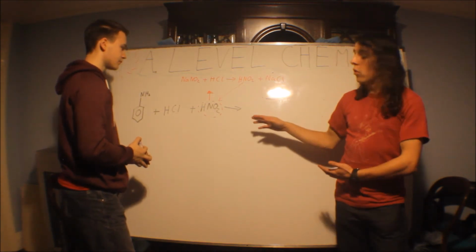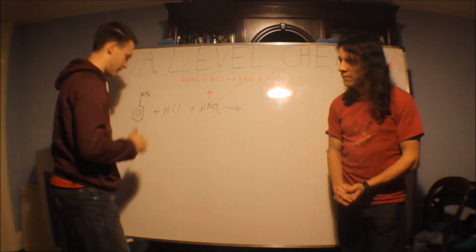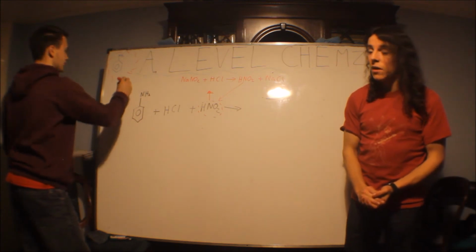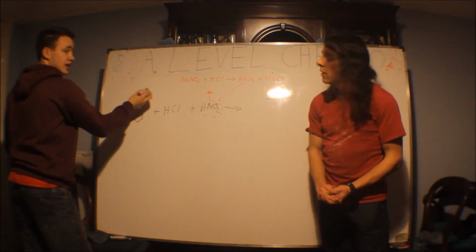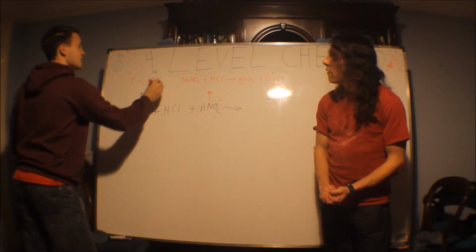So, now you've got your reagents, you need to react them. Now, there are conditions this happens under. I'm going to do that in red as well. It only happens below 10 degrees Celsius. T is the temperature; it has to be less than 10 degrees Celsius. That comes up time and time again.